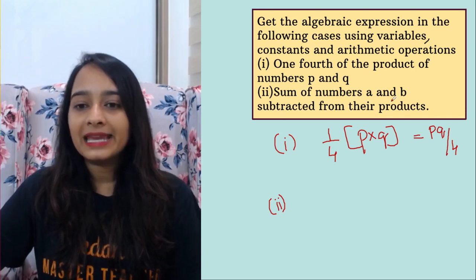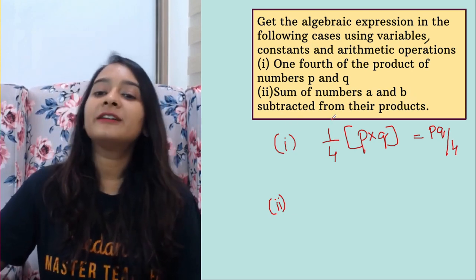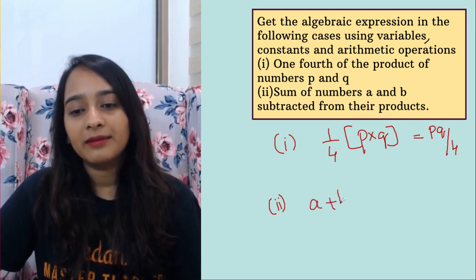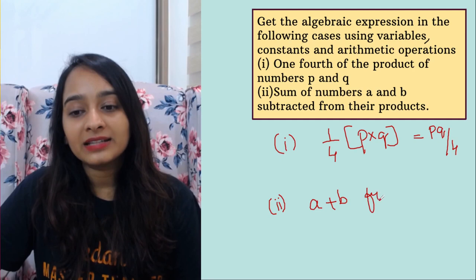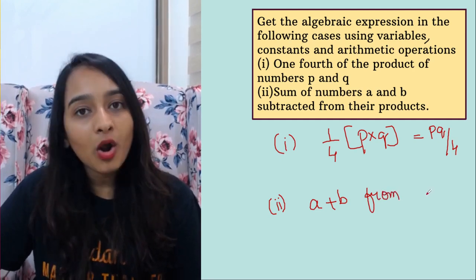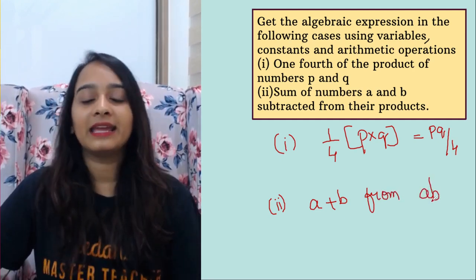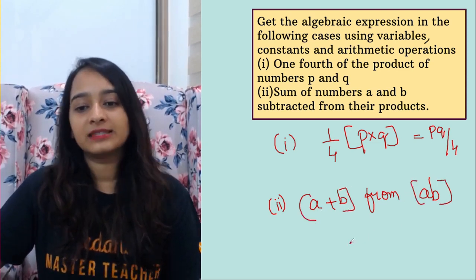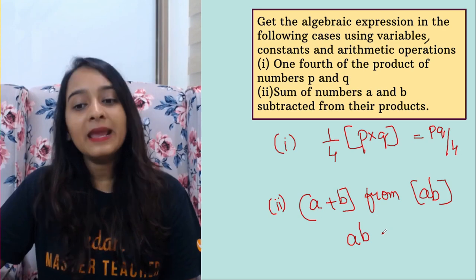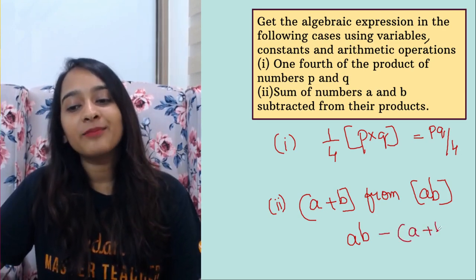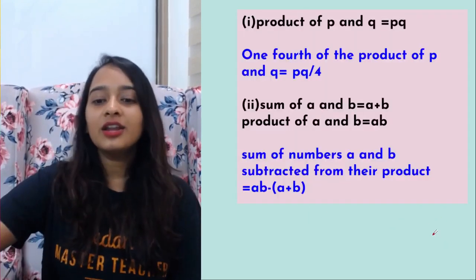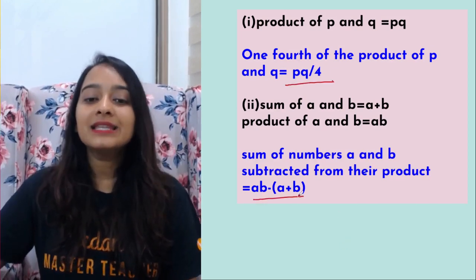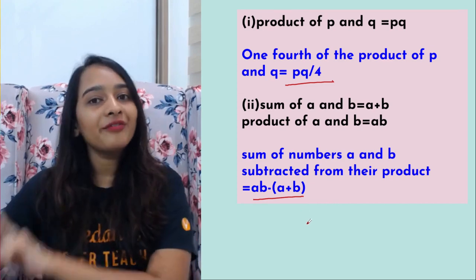Your second one. Sum of the numbers A and B subtract from their product. What is the sum of the numbers A and B? You have to subtract this from their product. What is the product? AB. So if I say subtract this from this, you have to first write your AB minus of A plus B. Understood? So the expressions are PQ/4 and the second one is AB minus of A plus B.